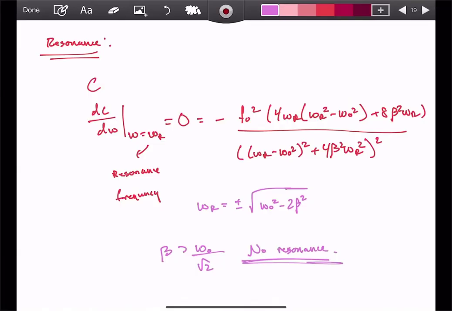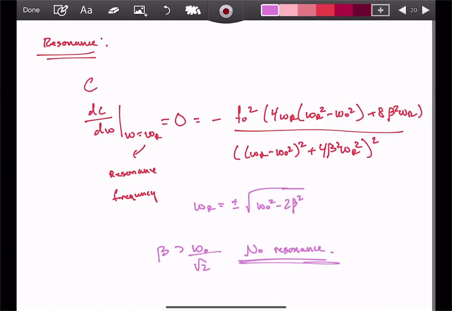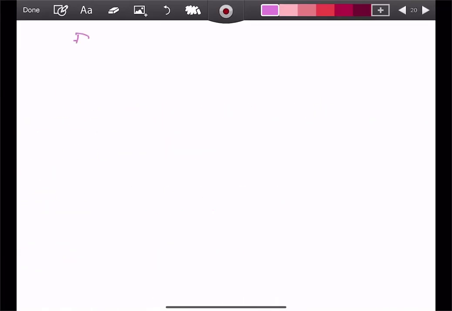So basically, let's go look at this a little bit further. So let's define this new quantity. Let's call this a Q factor. So let's define then a Q factor.